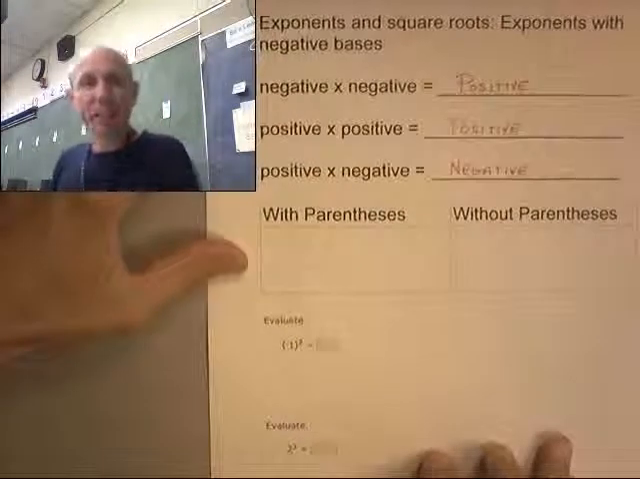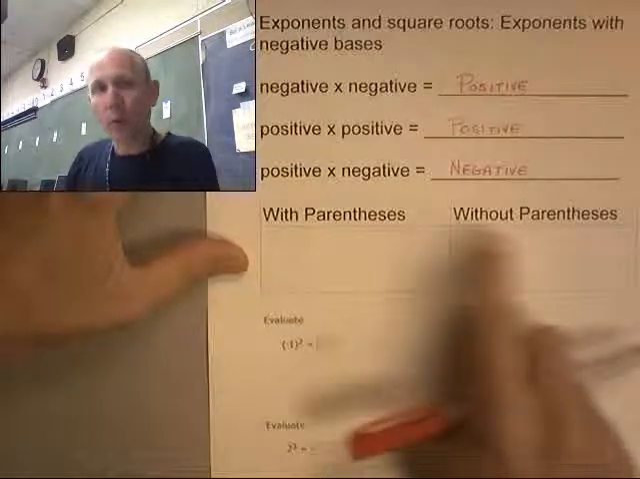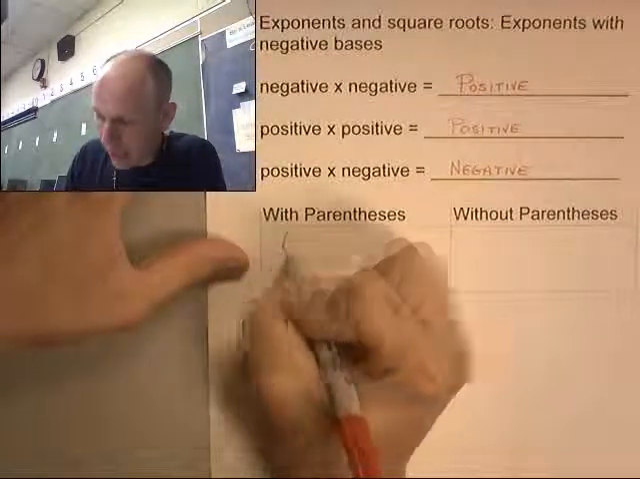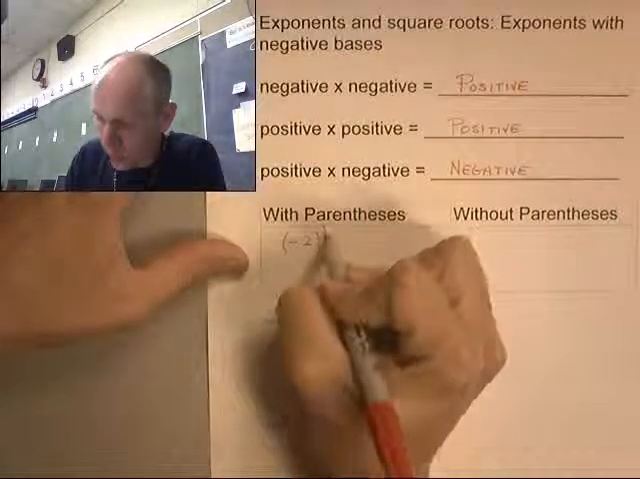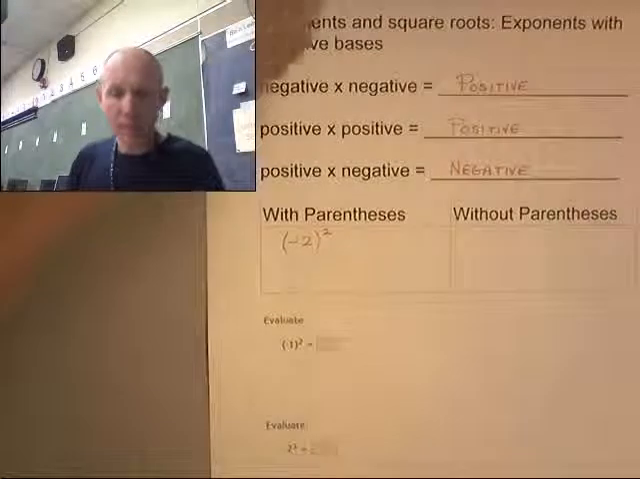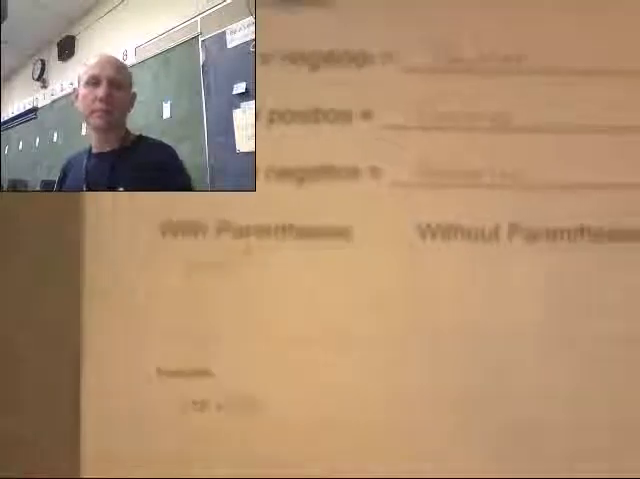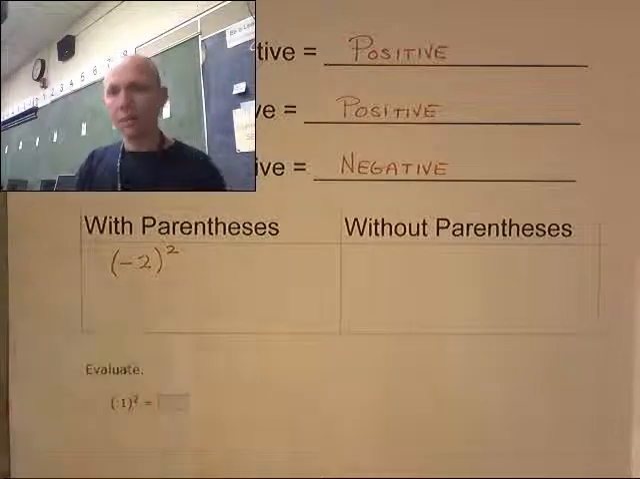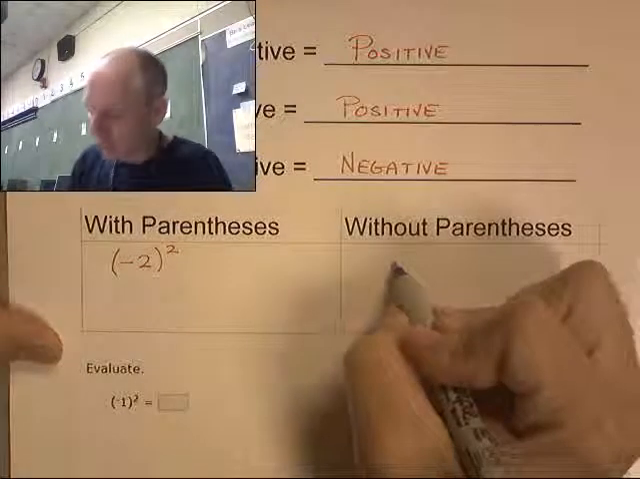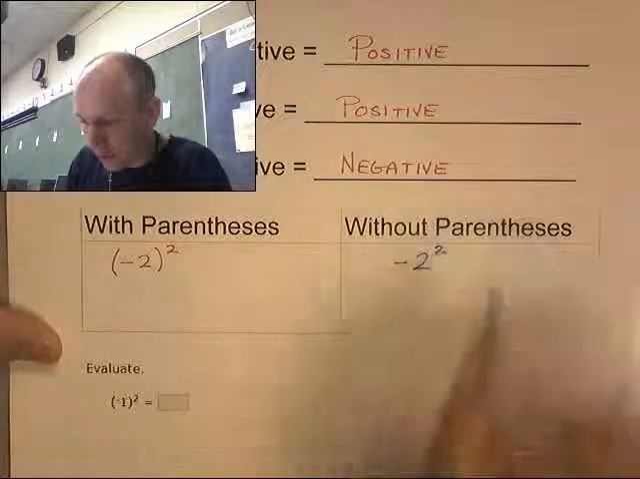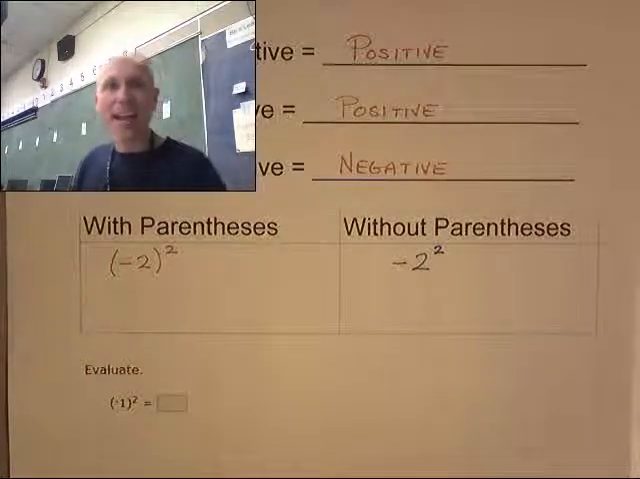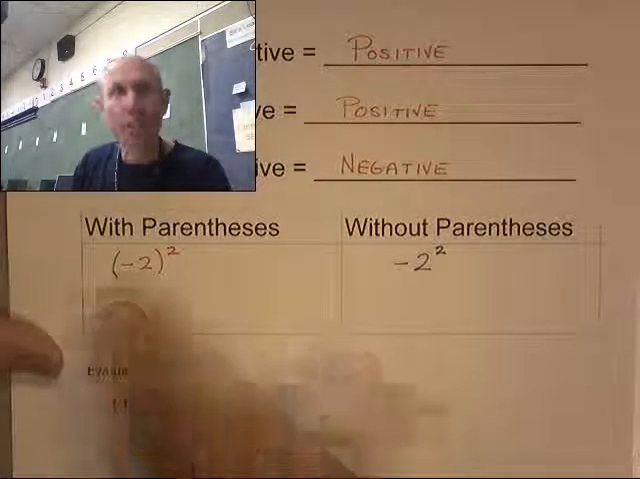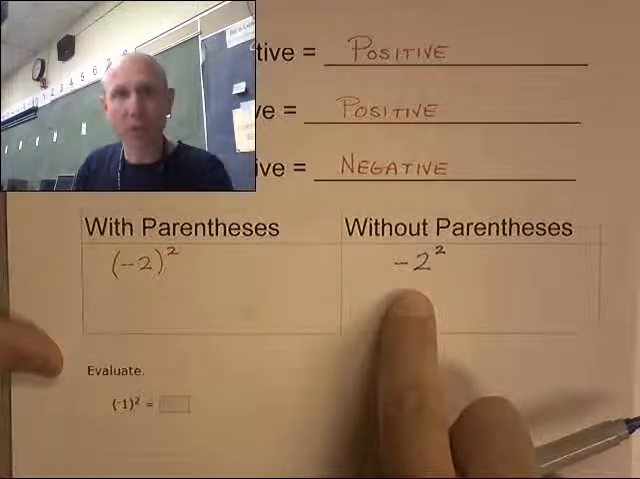Now, here's the big deal: the idea of something with parentheses versus without parentheses. And the classic one is right here. If I have (negative 2) squared, let me zoom in just a little bit on that. (Negative 2) squared versus negative 2 squared. When I have the parentheses, it totally changes the answer versus when I don't have parentheses.